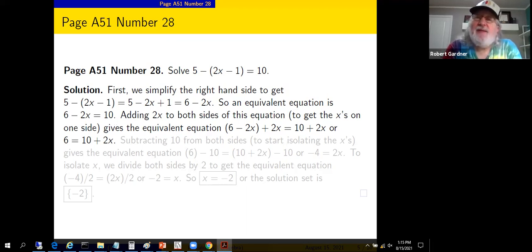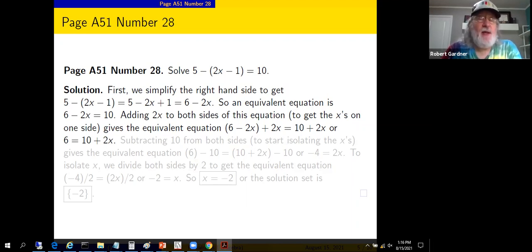We're trying to get the x's by themselves and basically get the numbers by themselves. Get the x's on one side of the equation and the numbers on the other side. One way of doing that, not the only way, is to add 2x to both sides of this equation. It gets rid of this negative sign. We'll have to do some additional manipulations. There's other ways of doing this. But if you do that, we'll get 6 minus 2x plus 2x equals 10 plus 2x. Added 2x to both sides of the equation. The negative 2x and the 2x cancel, leaving us with a number over here. And on the right-hand side, we've picked up a 2x.